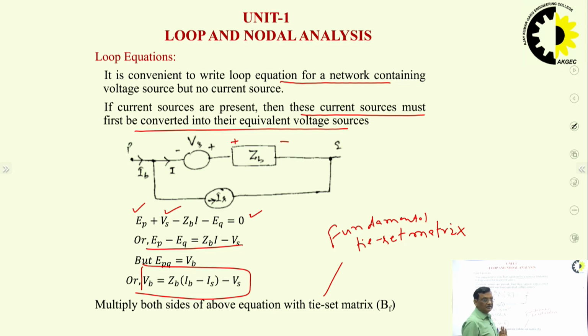You must be aware that the fundamental tie-set matrix is applicable to a tree. What is a tree? A tree is a subgraph of a graph which contains all the nodes but does not form any loop. So we select a tree; then the tree branches are twigs and the remaining branches are links. The number of links decides the number of fundamental loops. I hope you understand.